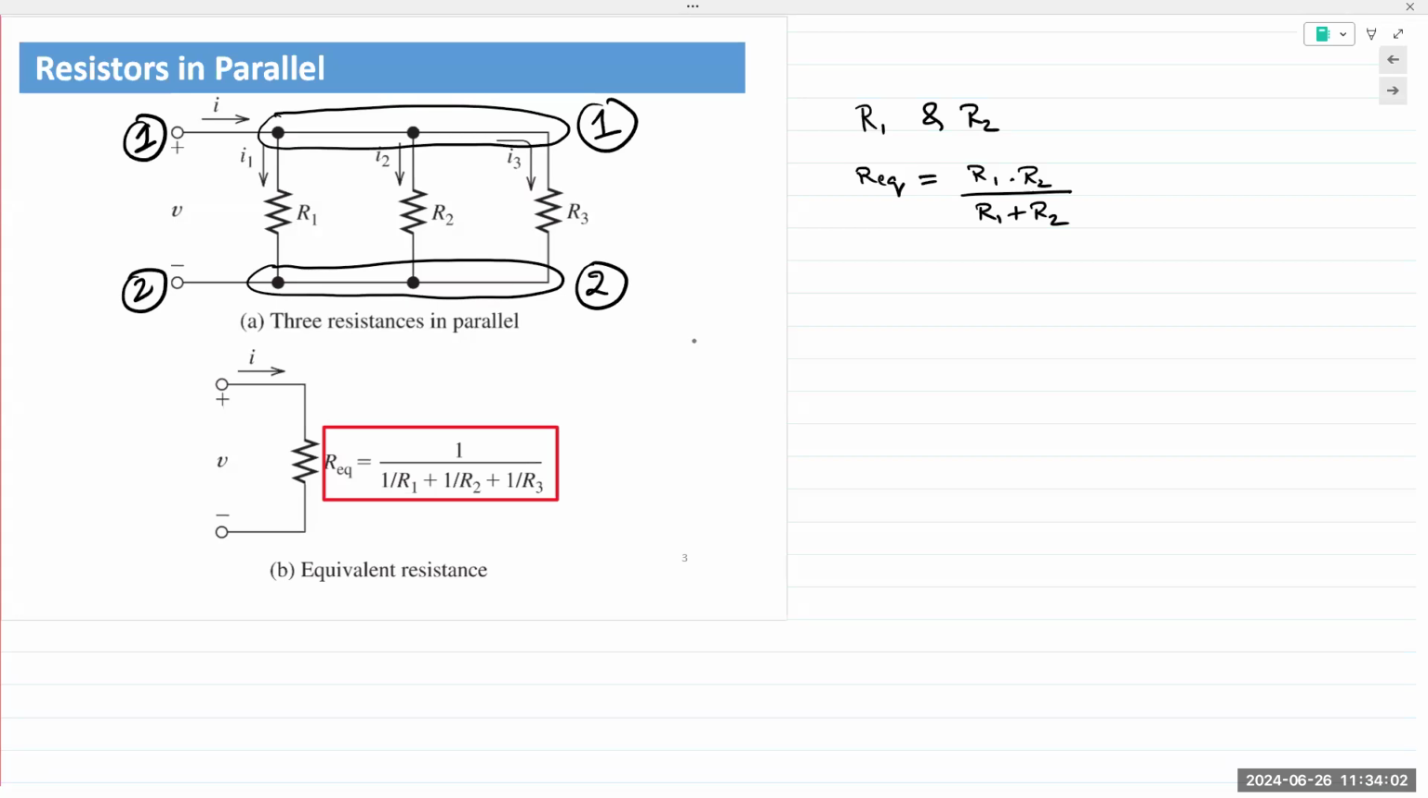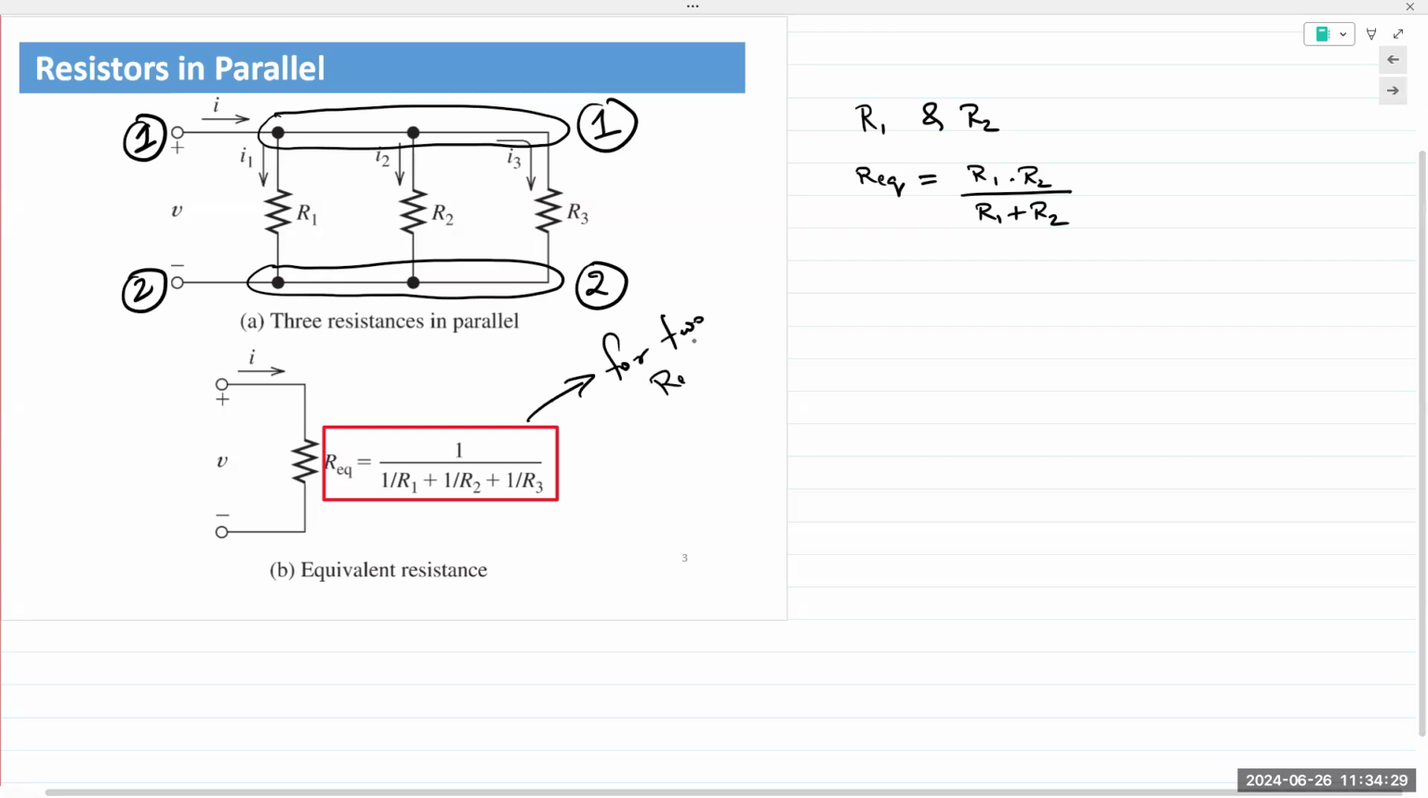It comes from this equation. If you do the reciprocal of 1 over R1 plus 1 over R2, and you solve this equation for only R1 and R2, you would obtain this equation, R1 times R2 over R1 plus R2. Product of the two divided by the sum of the two.